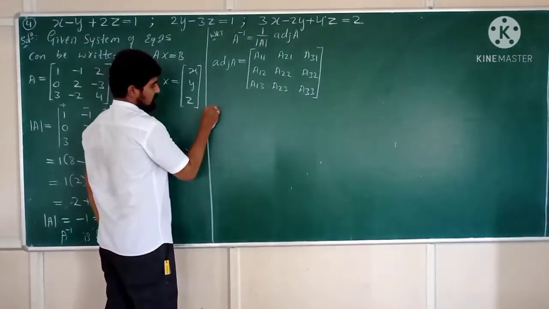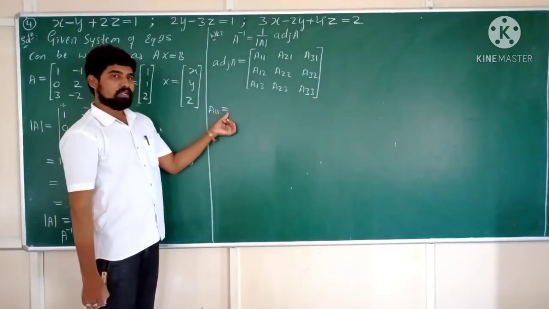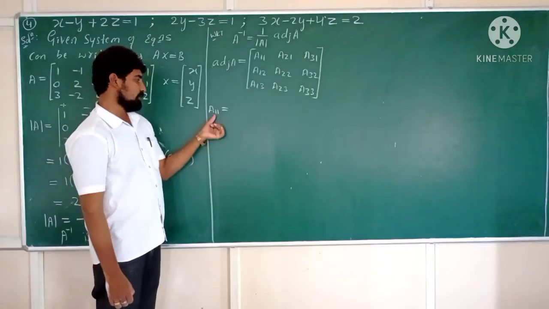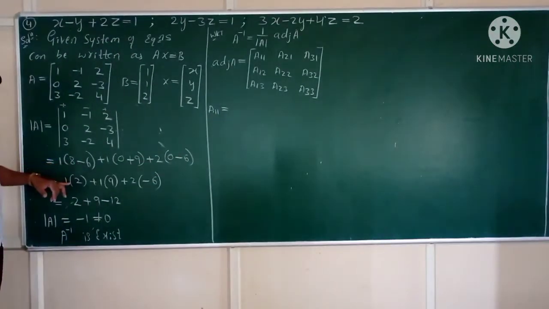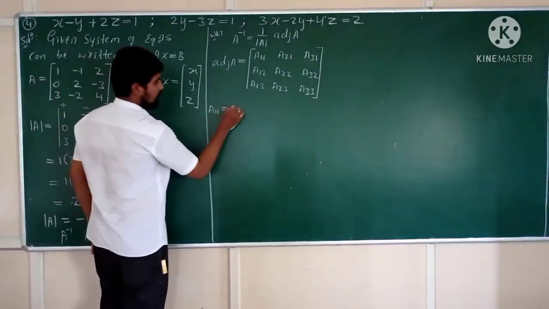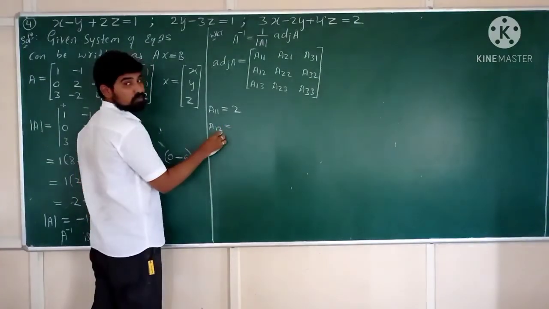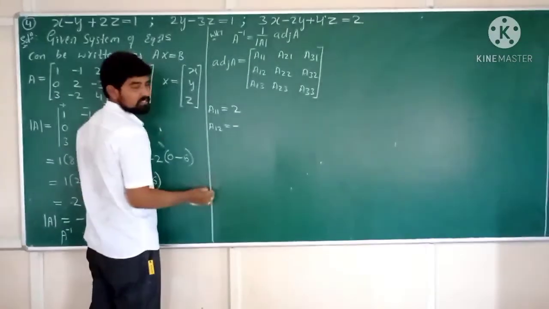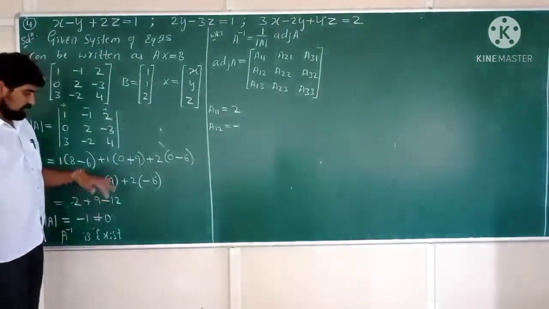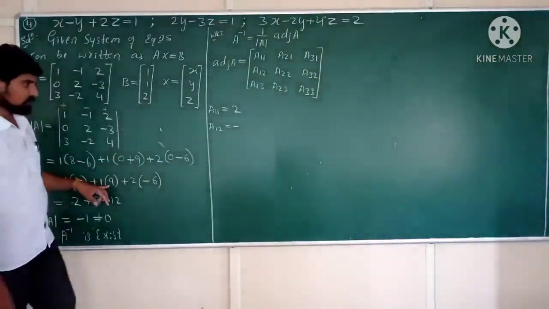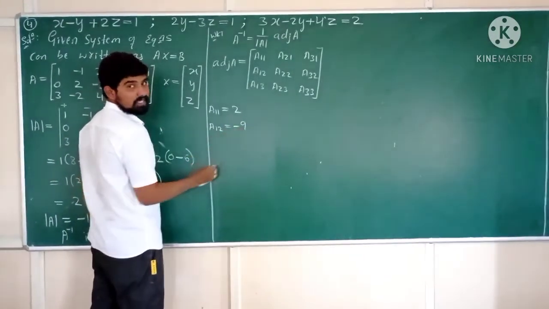So first, the value of A11. 1 plus 1 is even, no need to multiply by minus, and it is obtained by deleting the first row and first column. It is equal to 1, 8 minus 6 is 2. And then A12. 1 plus 2 is odd, we need to multiply by minus, and it is obtained by deleting the first row, second column, which is equal to 0 plus 9, which is 9. Hence the value of A12 is -9.